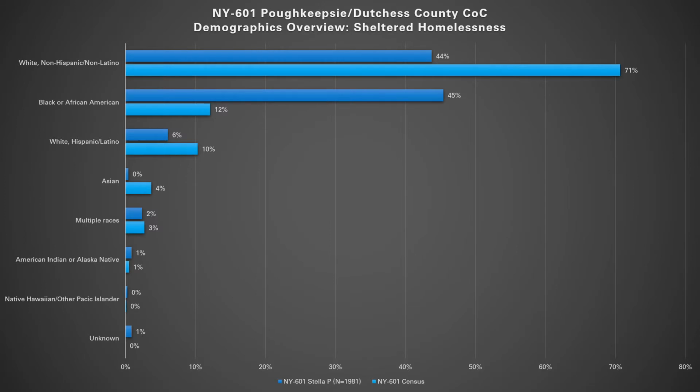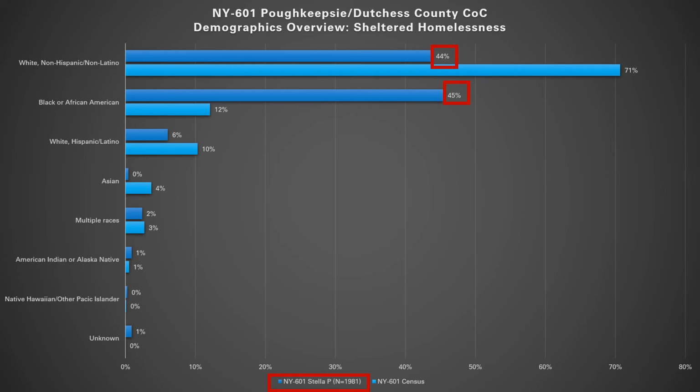This is New York 601 Poughkeepsie Dutchess County COC. This community has a total population of 294,218 residents, and the HMIS data in the report period has 1,981 adults and households. This data visualization shows that white, non-Hispanic, non-Latino head of households and adults make up 44% of those served in a homeless system, whereas Black or African American head of households and adults make up 45% of those served.